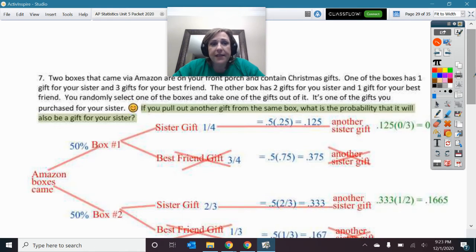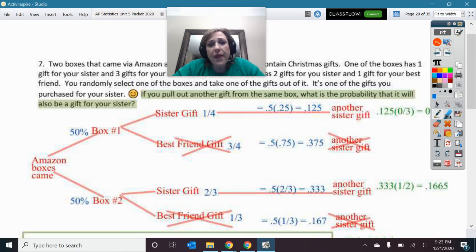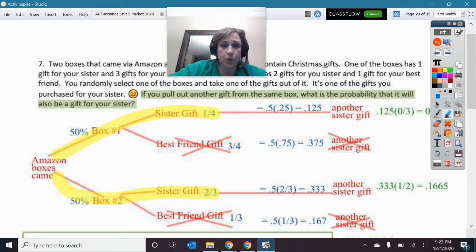It's one of the gifts for your sister. Yay. Okay, so it's one of the gifts for your sister. So that right there in itself is telling me, given that this has happened or this has happened, so here's where we are so far. Now, based on that, if you pull out another gift from the same box, what's the probability that it's going to also be a gift for your sister?